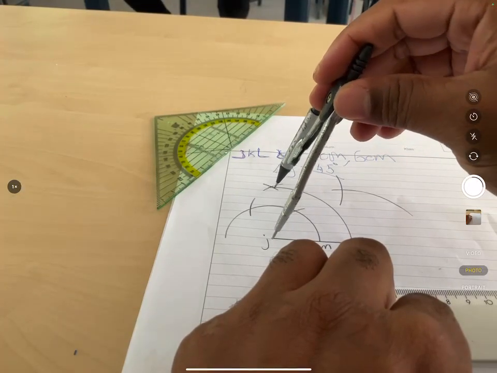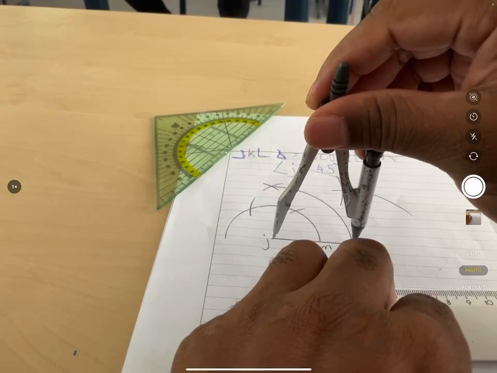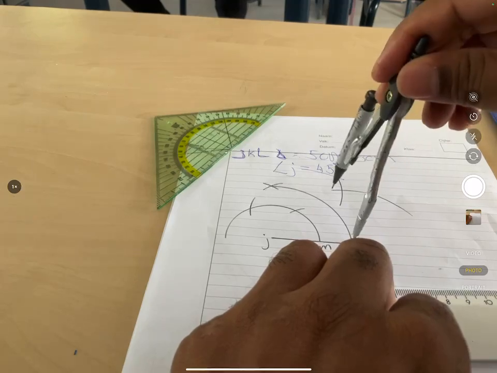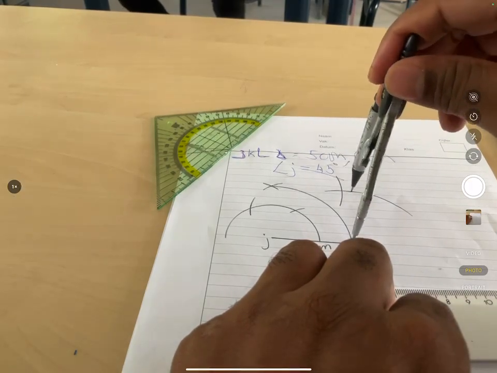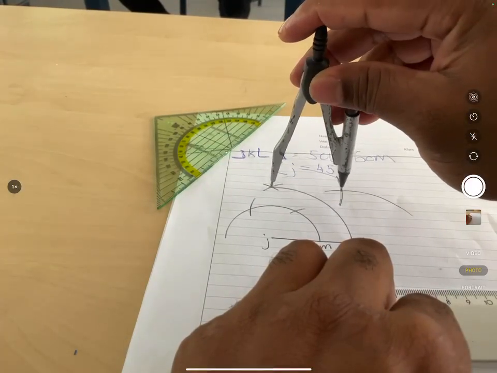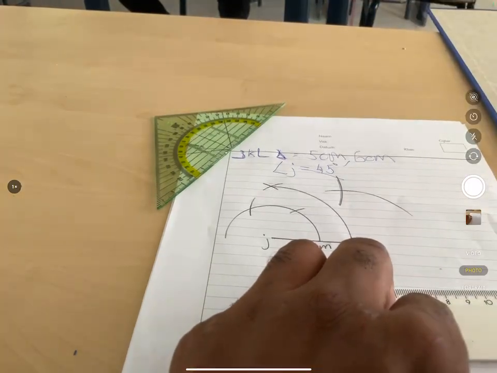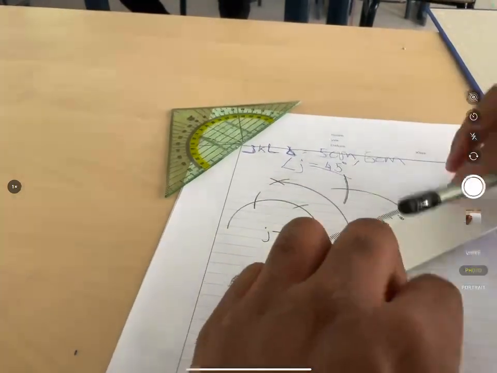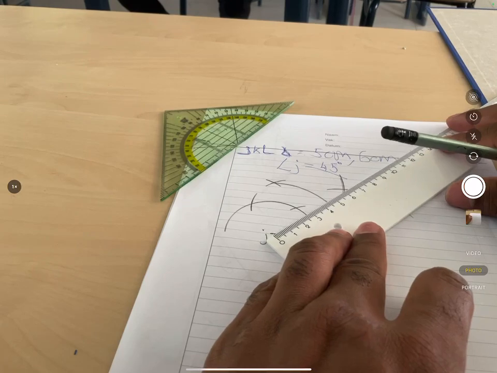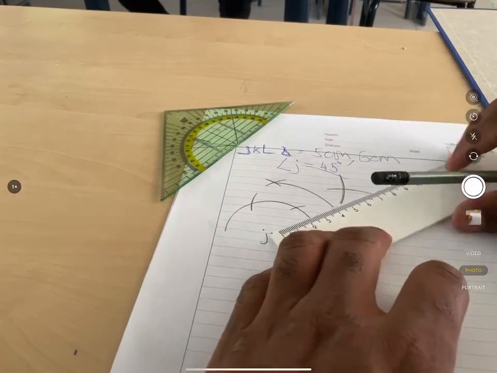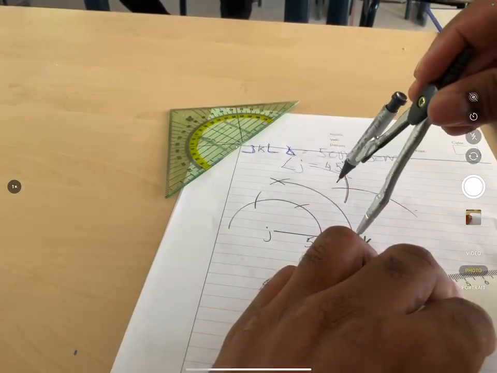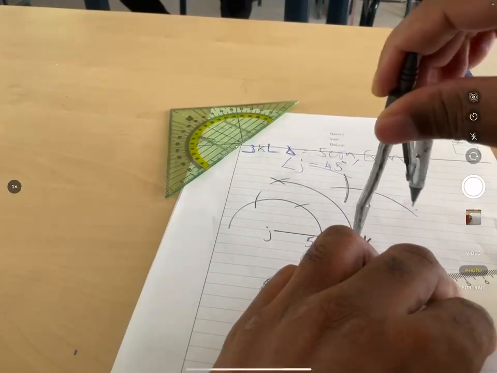Yes, first step, 90, create it, let it intersect. Stand at the beginning, create your arc, stand back at the 90, and create another arc to intersect. And then you draw your 6 centimeters. At the 90, you don't change it anymore. So once you're here, you keep it the same. You don't move it anymore. There and there.